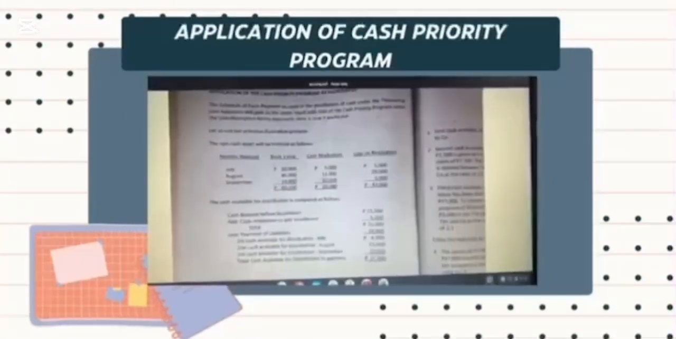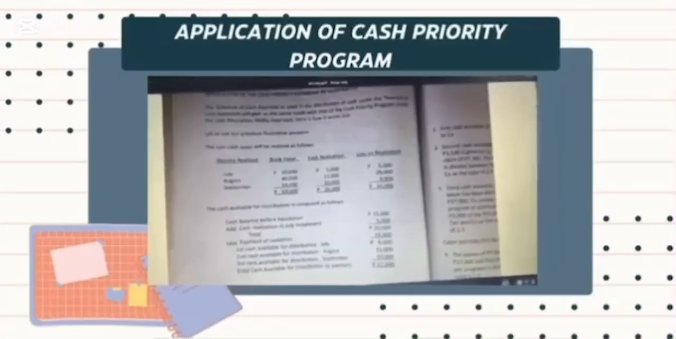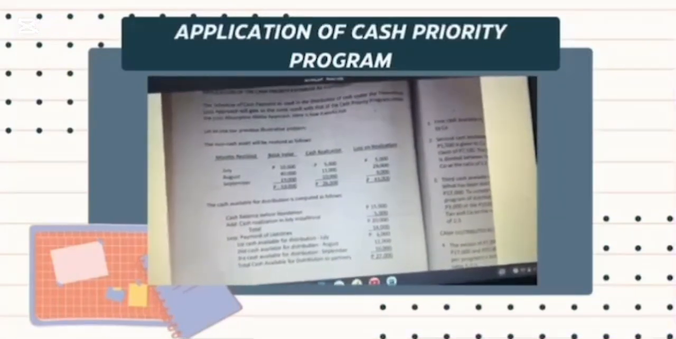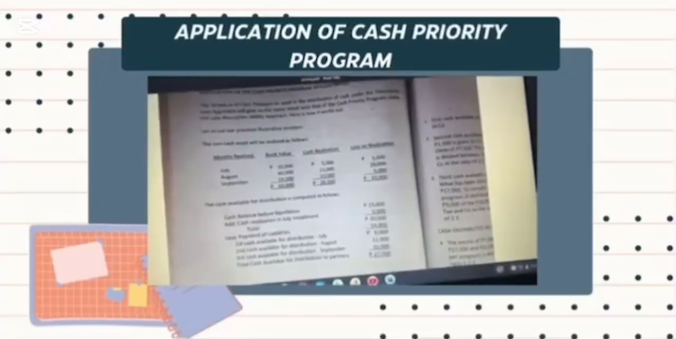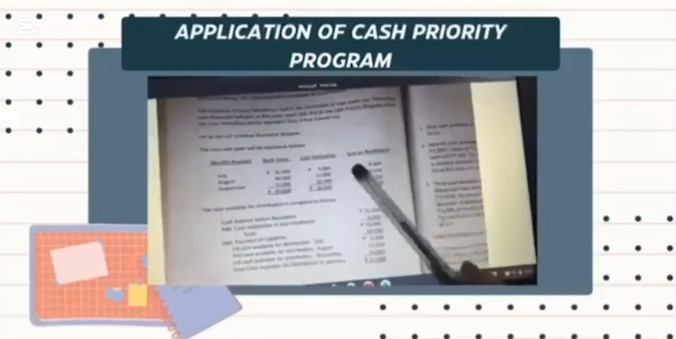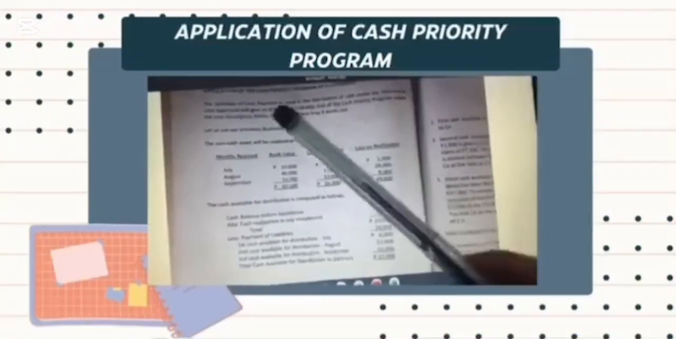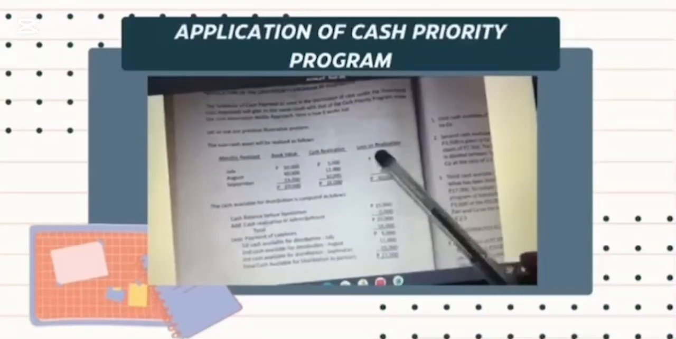So now let's move into the application of the cash priority program. As illustrated, the schedule of cash payments used in the distribution of cash under the theoretical loss approach will give us the same result as the cash priority program under the loss absorption ability approach. So here is how it works out. Let us use our previous illustrative problem.